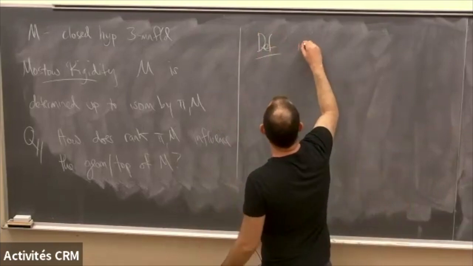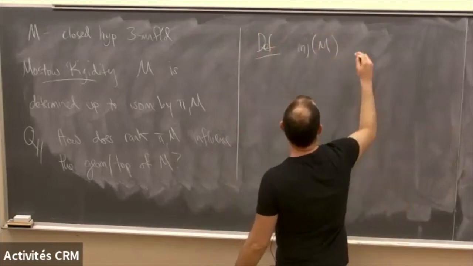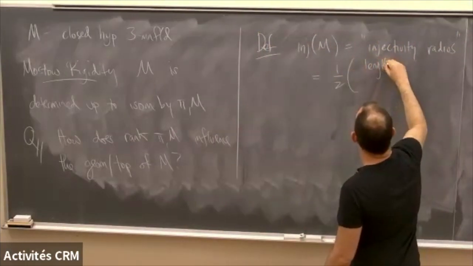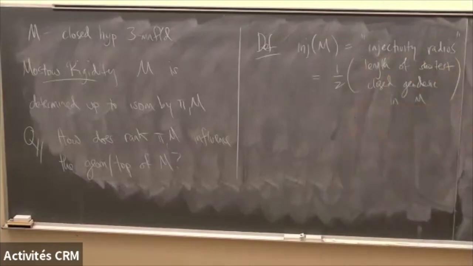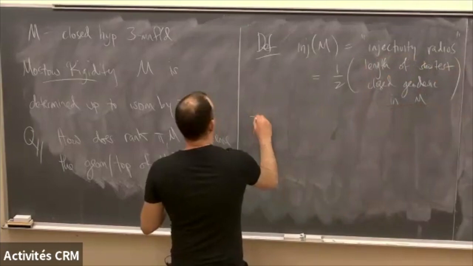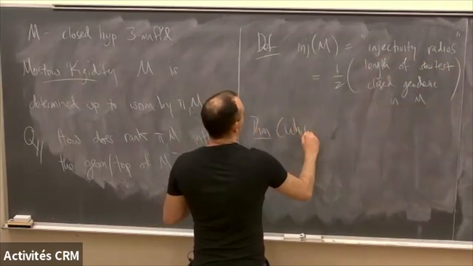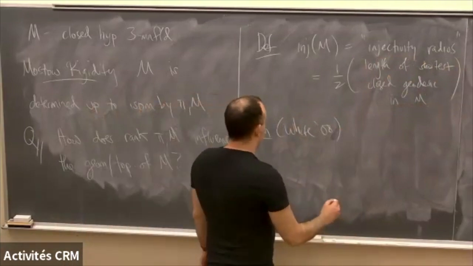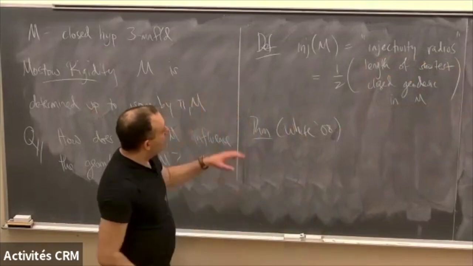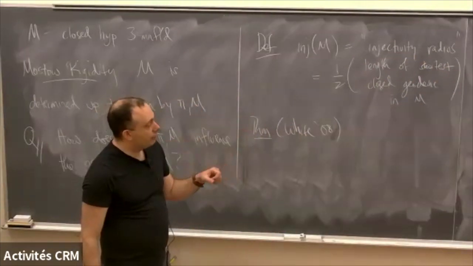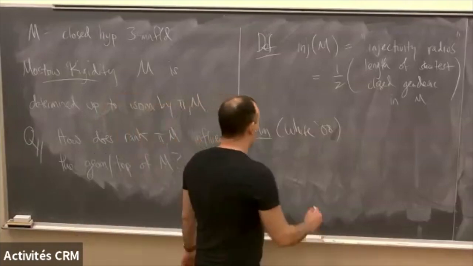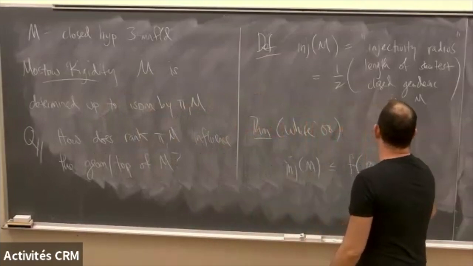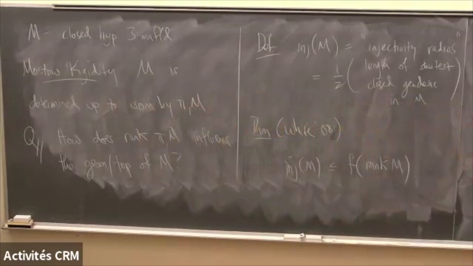Definition. The injectivity radius of M is, I'll just say, 1/2 the length of the shortest closed geodesic. And I'd like to start with this theorem of White from 2000 that says that you can bound the injectivity radius of M from above by some function of the rank. So the injectivity radius of M is at most a function of the rank.